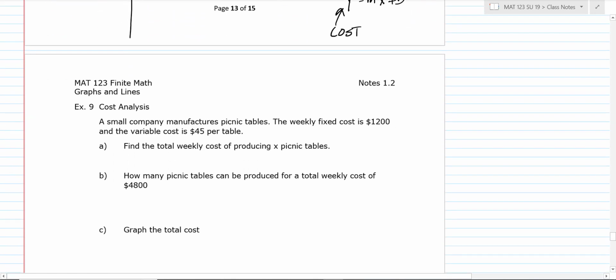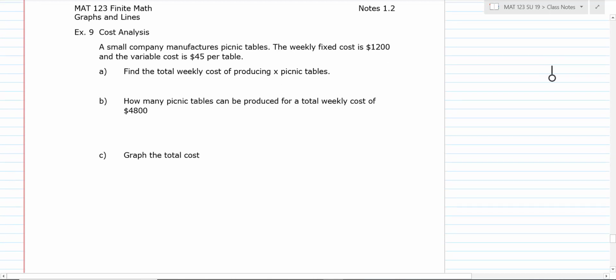So we're going to move to the next page. We'll look at a cost analysis problem. And this is just seeing that you know how to put this together. So I'm going to write down that formula again. C equals mx plus b. All right, C is the cost, X is whatever you're producing.